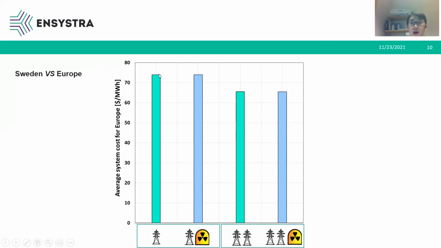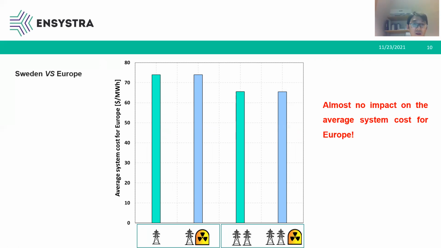We can see that the columns are almost identical for each case. So for the case of fixed transmission capacity and for the case of optimal transmission capacity, allowing nuclear power in Sweden has a very minor impact on system cost for Europe. The value is almost 0.